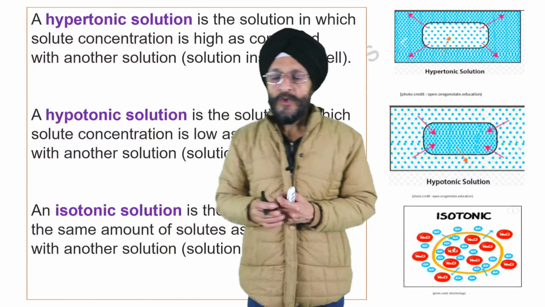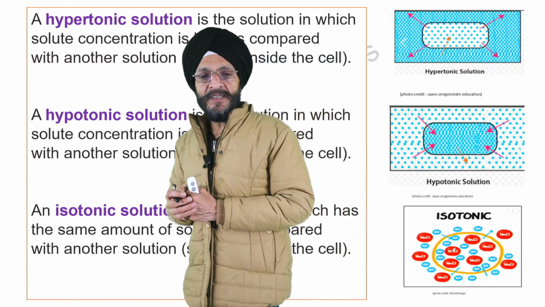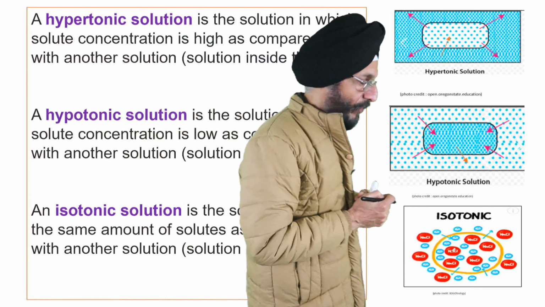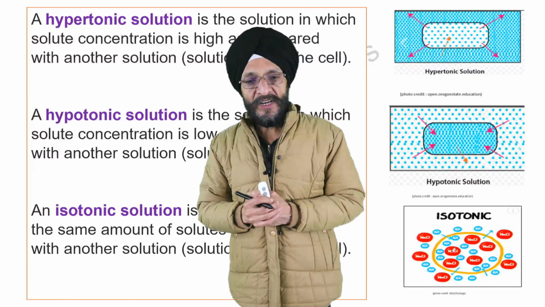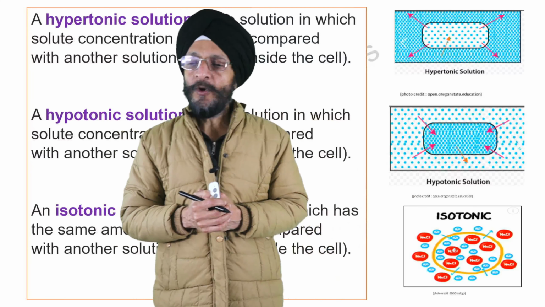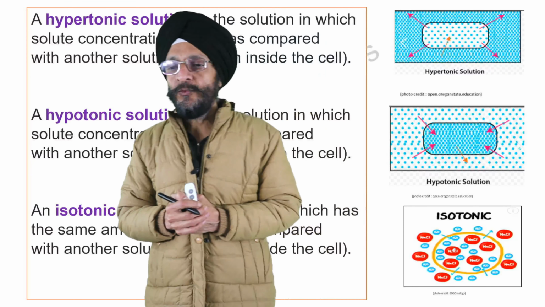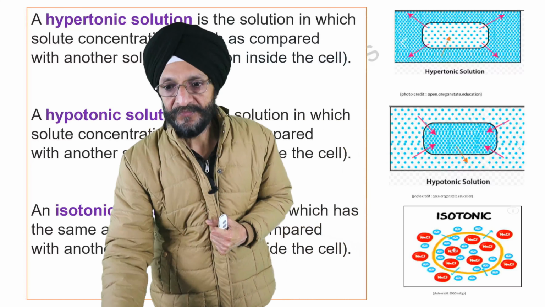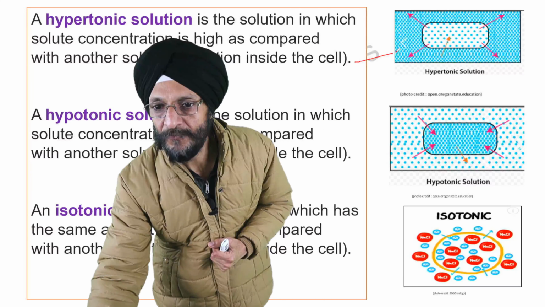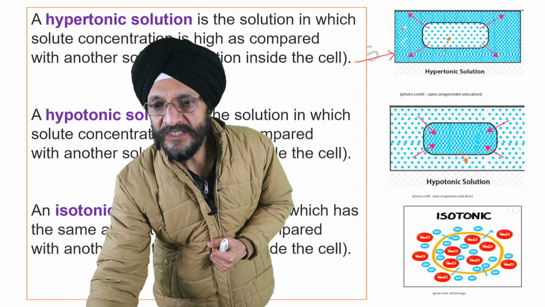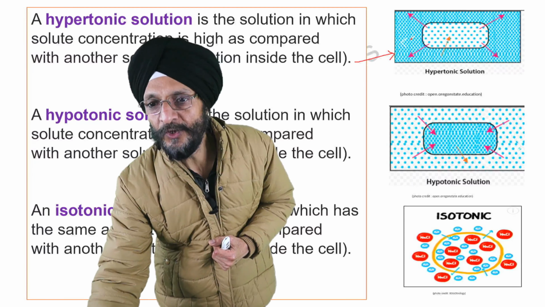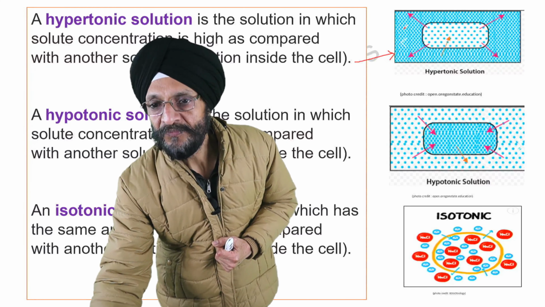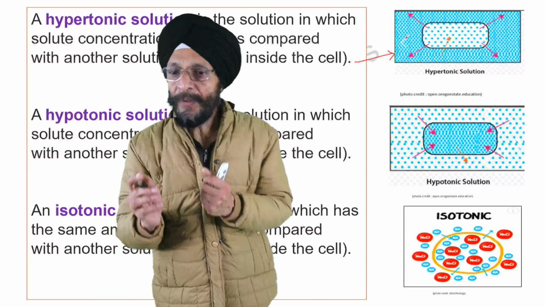Now we will define or understand the meaning of hypertonic, hypotonic and isotonic solution. We will try to understand the meaning with the help of pictures so that we can easily understand the definitions. First, hypertonic solution. In this picture, you can see that these dots are solutes. These are also solutes. So, we are talking about hypertonic solution.